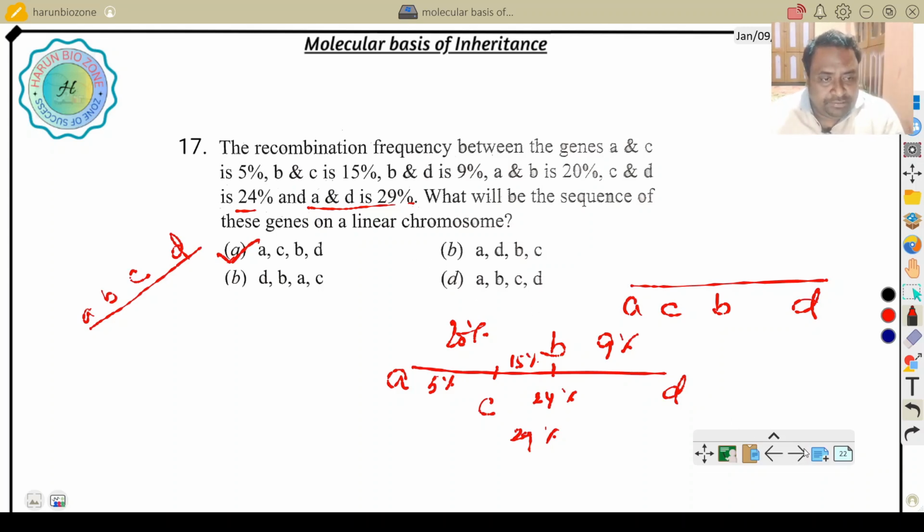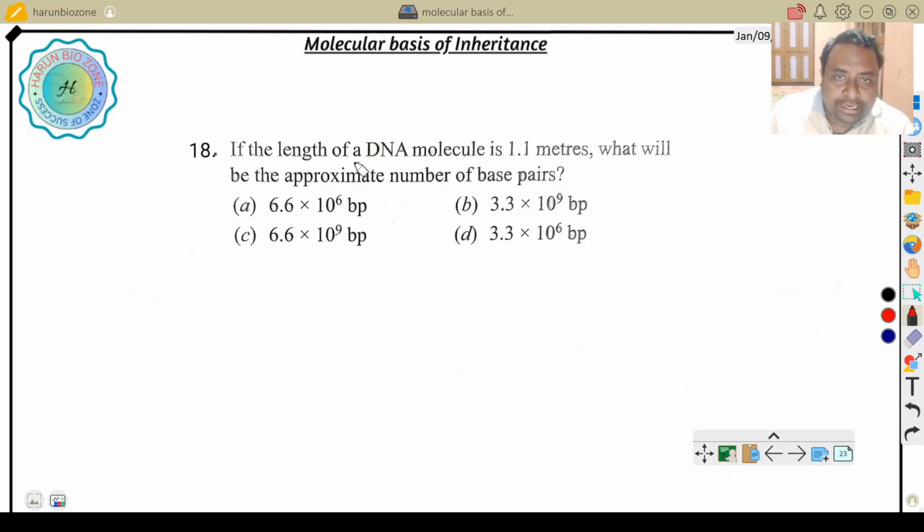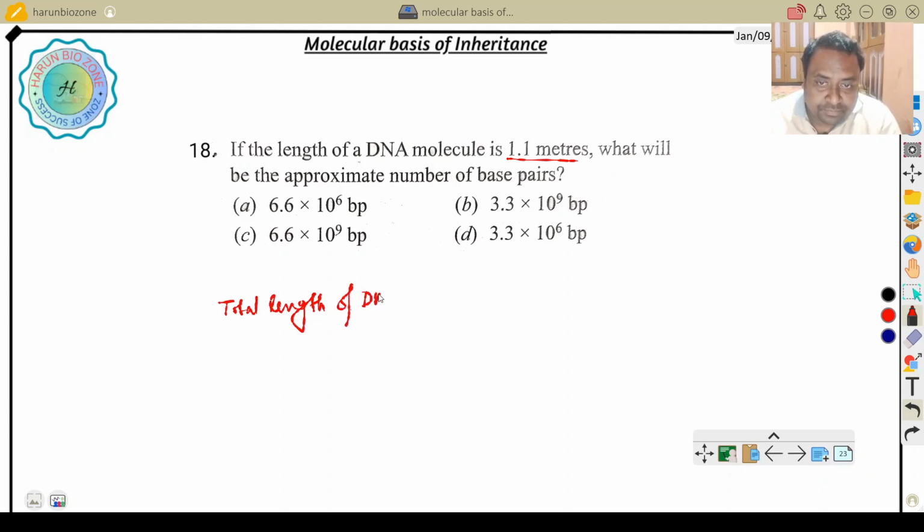Next question: the length of a DNA molecule is 1.1 meters. What will be the approximate number of base pairs? So we know the total length of DNA is equal to the number of base pairs times the distance between base pairs.